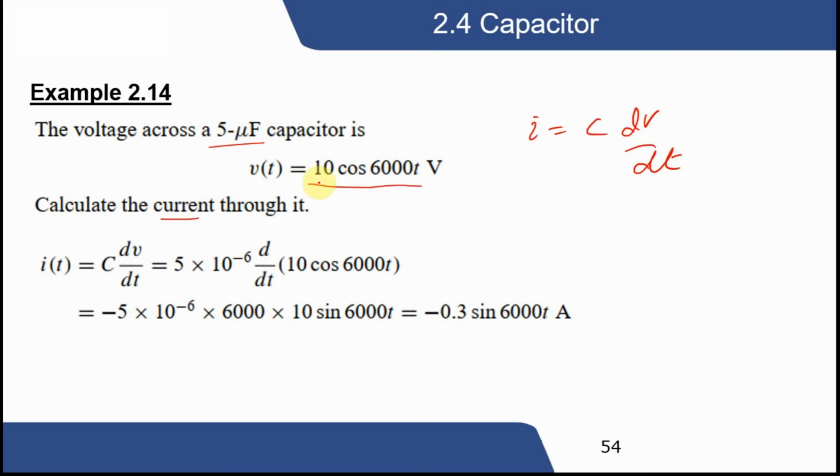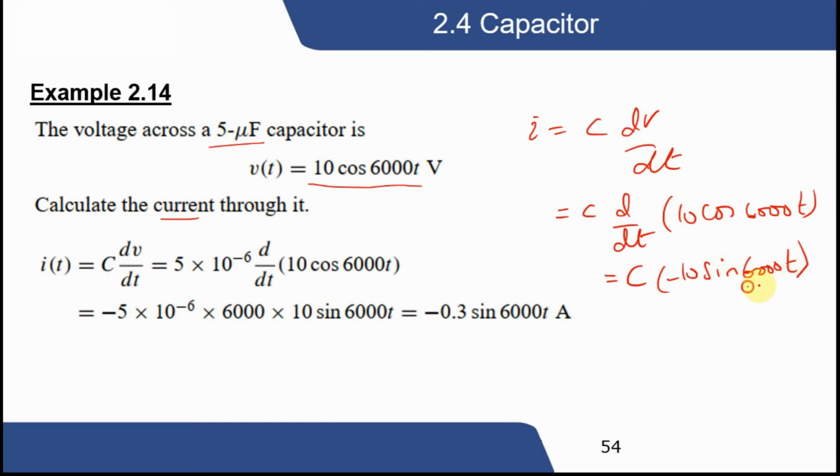When we differentiate this one, tan cos, the differential of cos is minus sine. So tan minus sine, and C remains the same. We have d upon dt of tan cos 6000 t, so C into minus tan sine 6000 t. We have to differentiate again the angle, so it is 6000. The minus comes from here. This is the capacitance, 5 micro is 10 to the minus 6, and tan remains tan, sine 6000 t. So the answer is 0.3 sine 6000 t.